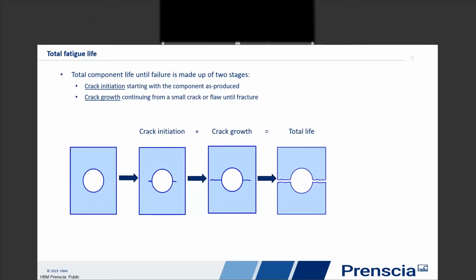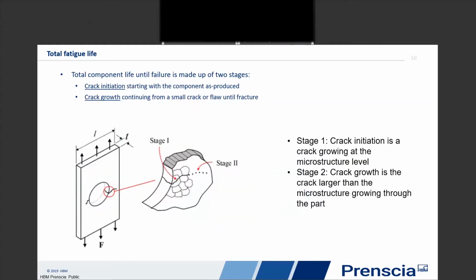We cannot actually do crack growth at that regime without knowing what the microstructure is. So here we use empirical approaches to try to mimic it. Once the crack gets large enough, we call that crack growth. And now the crack is large enough that it is independent of microstructure, and we can actually predict that reliably with numerical approaches.